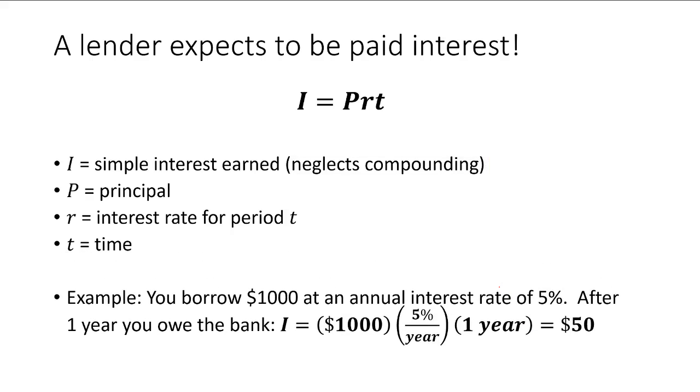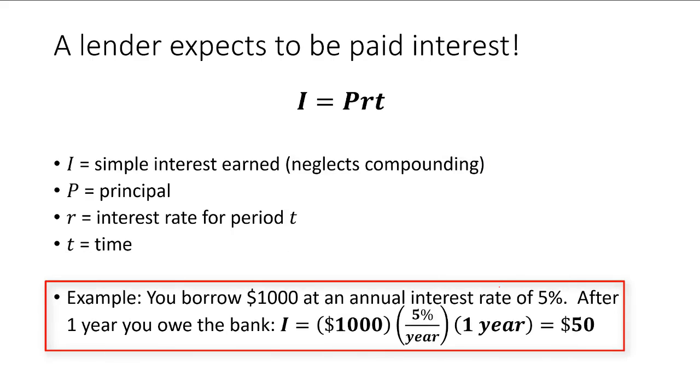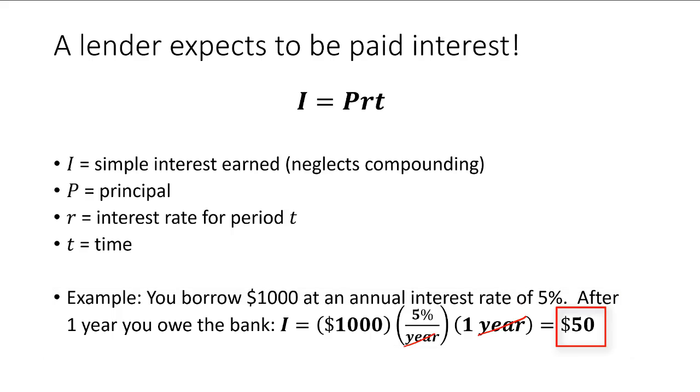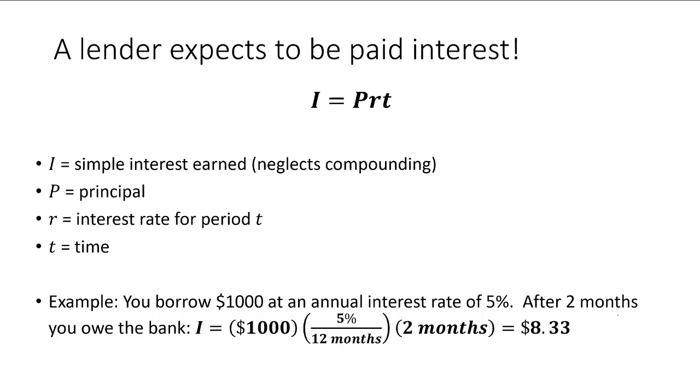As an example, you borrow $1,000 at an annual interest rate of 5%. After 1 year, you owe the bank $1,000 times the interest rate of 5% per year times the time period, which is 1 year. And when you multiply those, we're left with $50 is what you have to pay in interest. We can also do this in terms of months.